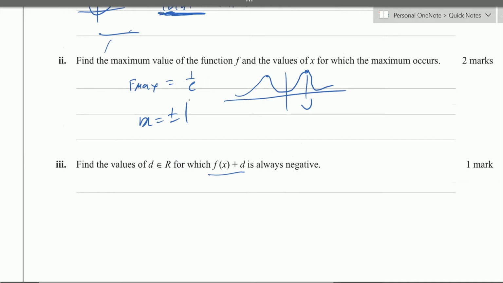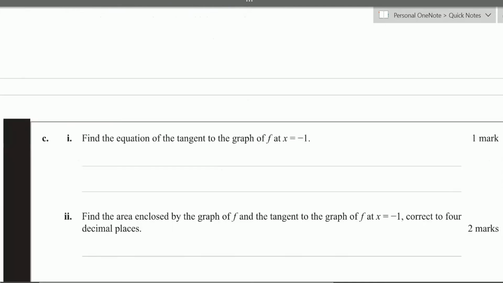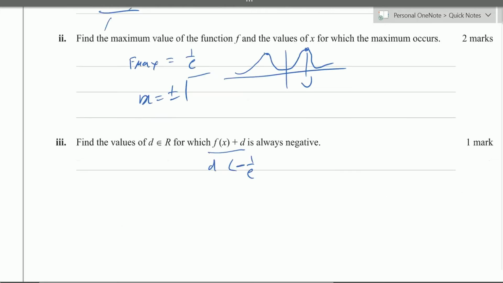So the maximum point we calculated was 1 on E. So D is, is it less than 1 on E? Let me check my E. Oh, so D is less than, and then again negative 1 on E. So finally cutting into the tangent, you just put that into your CAS. You should get 1 on E, but you could also see from the graph, like the maximum is here, so it would be like that.